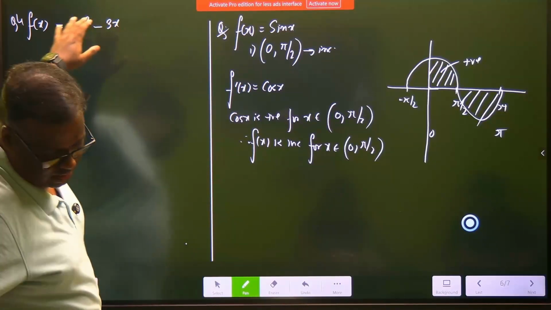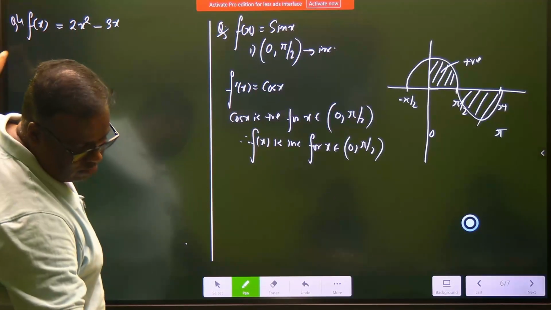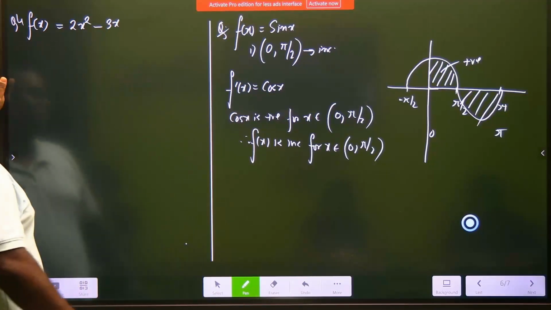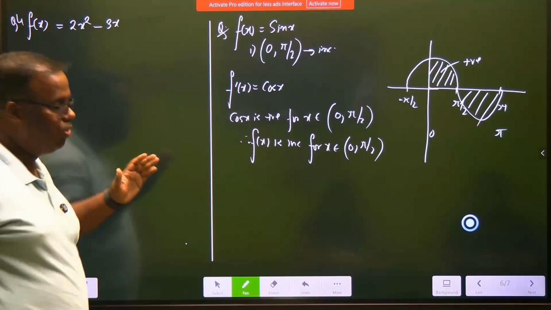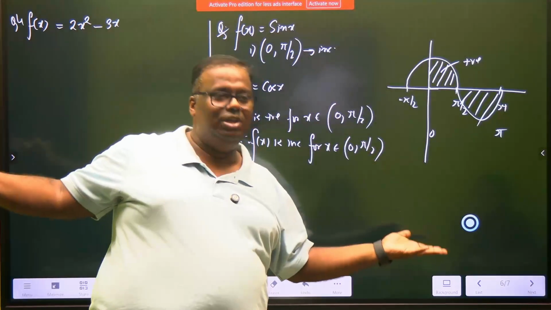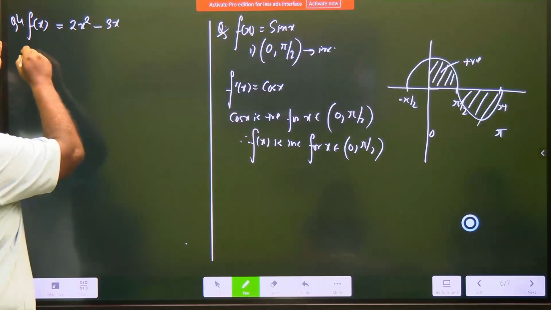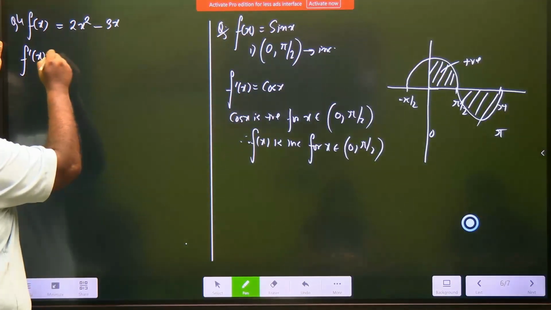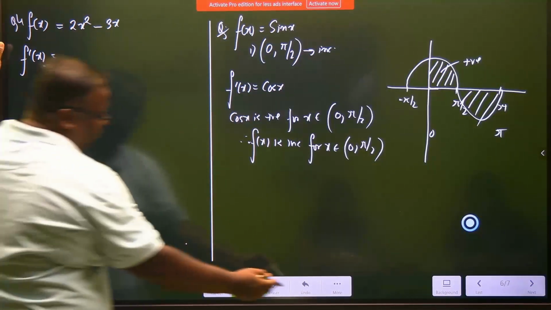Okay, now we have to find the intervals in which it is increasing or decreasing. One critical point means one loaf you are cutting once, so you get 2 intervals. Okay, right, good. So let's find out what is f dash x for this. Our f dash x will be how much?